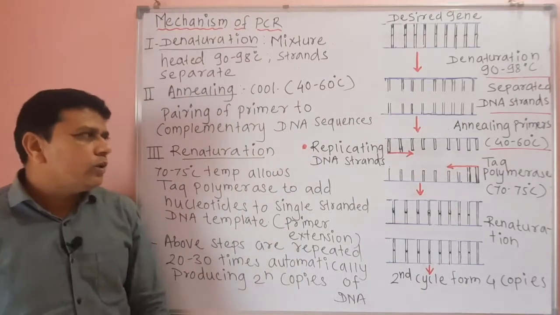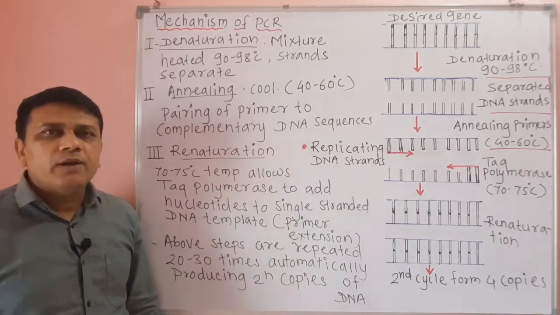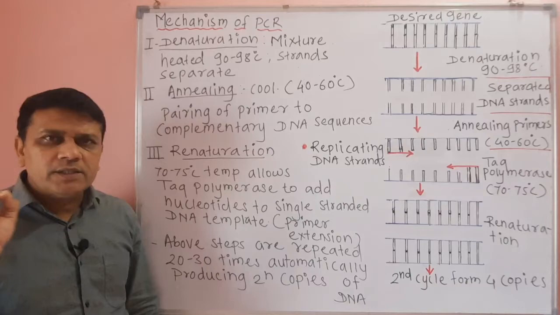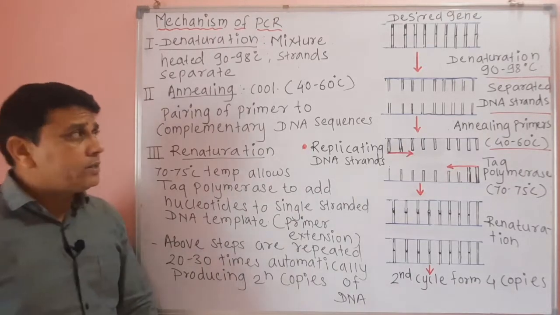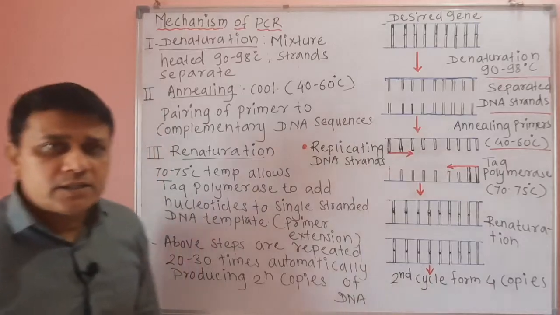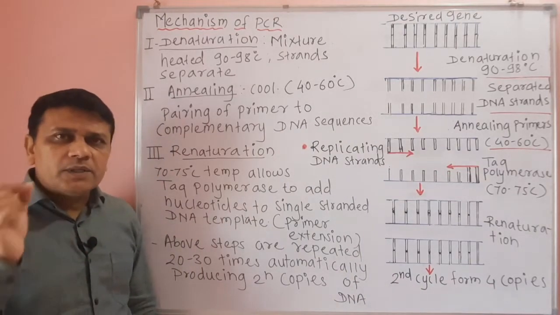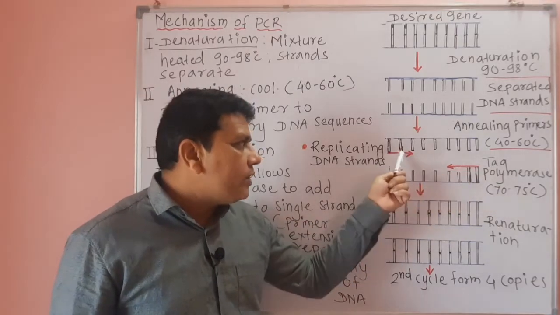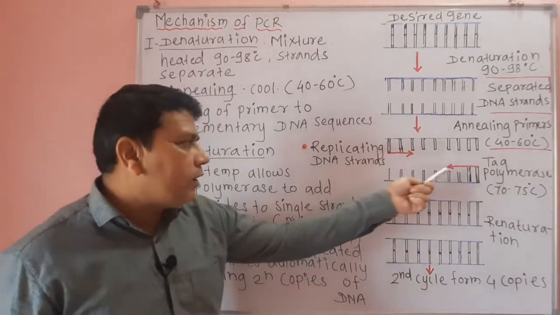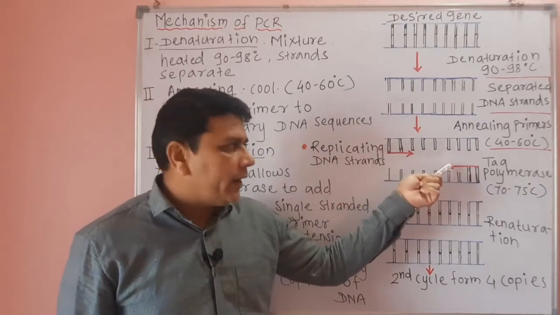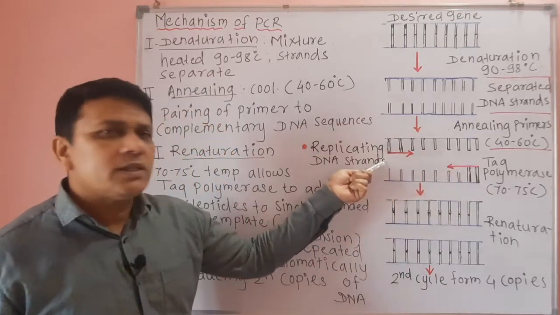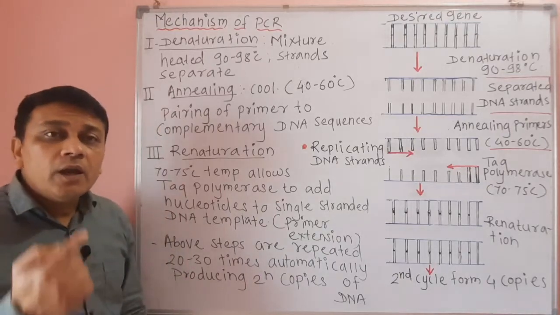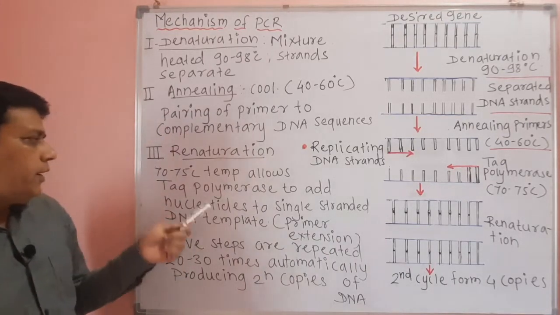Now I have told you that Taq polymerase is obtained from a bacteria called Thermus aquaticus. So this Taq polymerase enzyme can withstand high temperature, up to 98 degrees Celsius. So it is used in the PCR technique to bring nucleotides to the site of these primers. So this Taq polymerase brings complementary nucleotides, and these complementary nucleotides get attached to one another, forming the extension, forming a polynucleotide chain of the DNA.